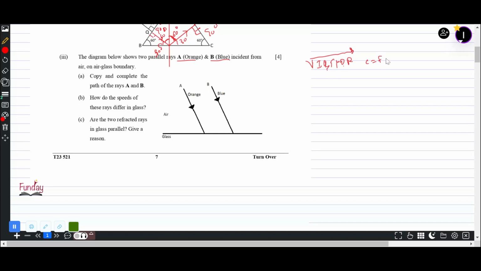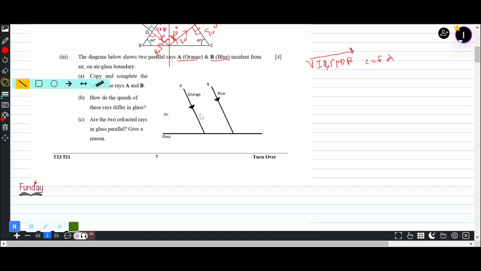So c is equal to f lambda. You know the frequency remains the same, so the more the wavelength, the more the velocity. So the speed of orange light will be more than blue light. If the speed is more, what does it mean?